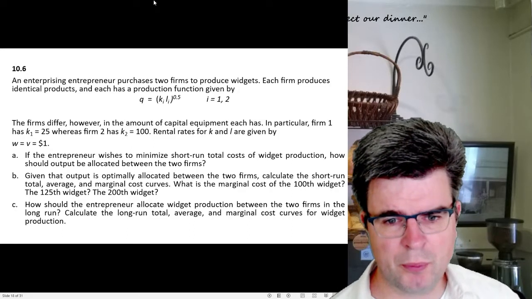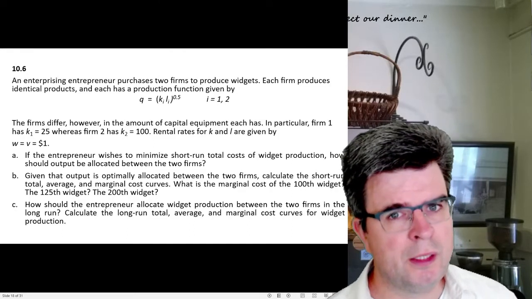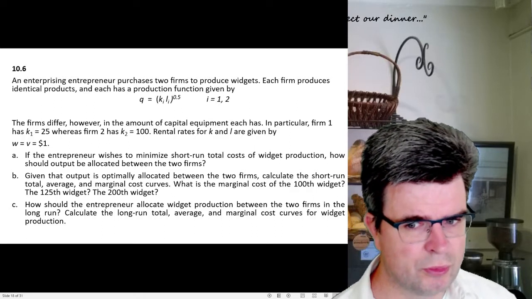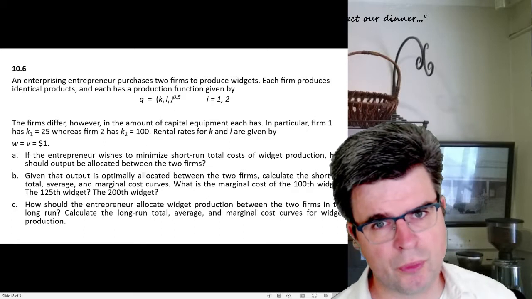The exercise would not be complete without looking at the long-term cost function. So this is what we will do in question D. How should the entrepreneur allocate widget production between the two firms in the long run? Again, calculate the long run total, average and marginal cost curves for widget production.